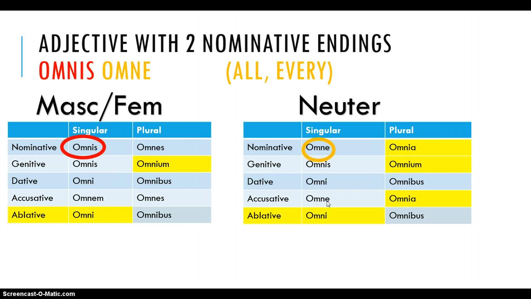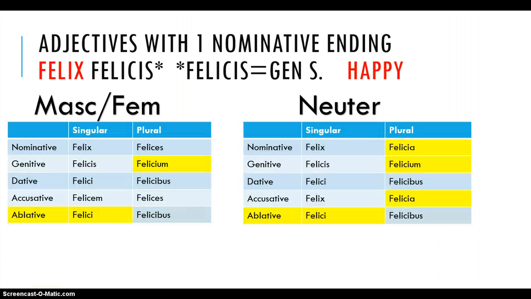Alright, now moving on to felix, felicis. Now felix, felicis is an adjective with one nominative ending. Felix can be used for masculine, for feminine, and for neuter. This felicis up here is the genitive singular, which goes right here in both. The genitive singular is important because it's how you find your stem here.